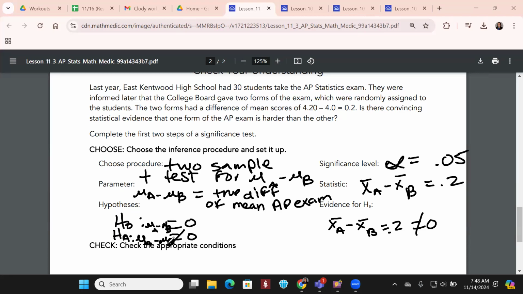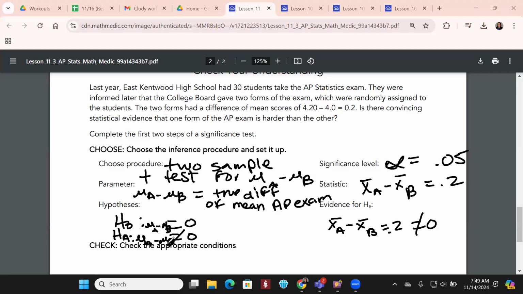All right, check the conditions. Does it say randomly assigned? Yes. So what can we do? Can we show causation or can we generalize to a population? It shows causation. Why? Randomly assigned to students, and then a random sample, right?